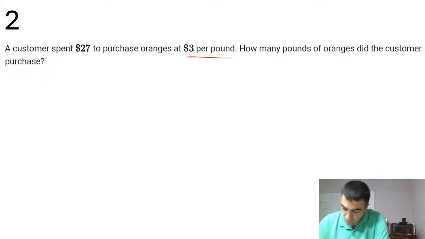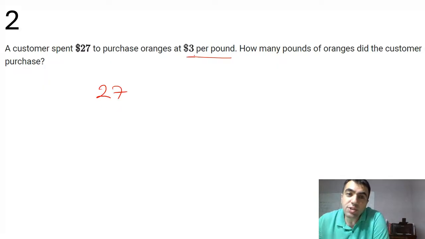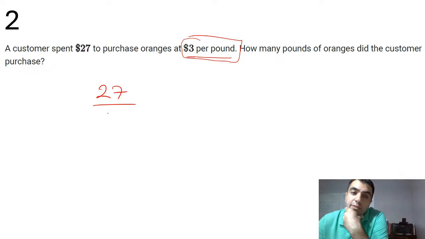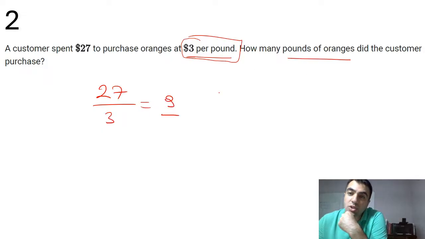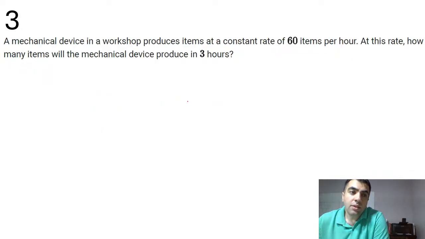Okay, let me solve the second question. A customer spent $27 to purchase oranges at $3 per pound. We are going to divide 27 by 3 and we get 9. How many pounds of oranges did the customer purchase? 9 pounds, okay? The third question.